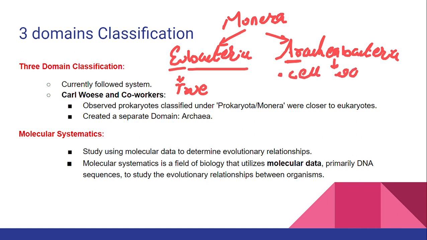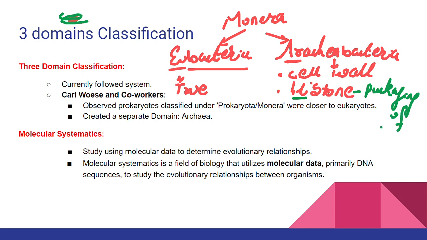Okay, their cell wall is different than the normal bacteria. Then they have histone protein. What are histone proteins? Class, we have already studied. Histones are the proteins around which your DNA is going to wrap twice like this. Once, twice. Okay. So histone is a protein which is used for packaging of the DNA, right?